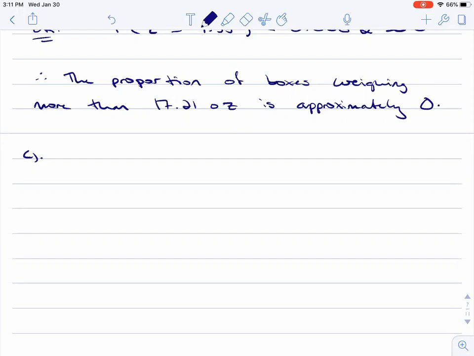What proportion of boxes will weigh between 16.11 ounces and 16.61 ounces? All right, fair enough. Let's just draw it out. So we've got 16.3 in the center. Sigma is 0.2.